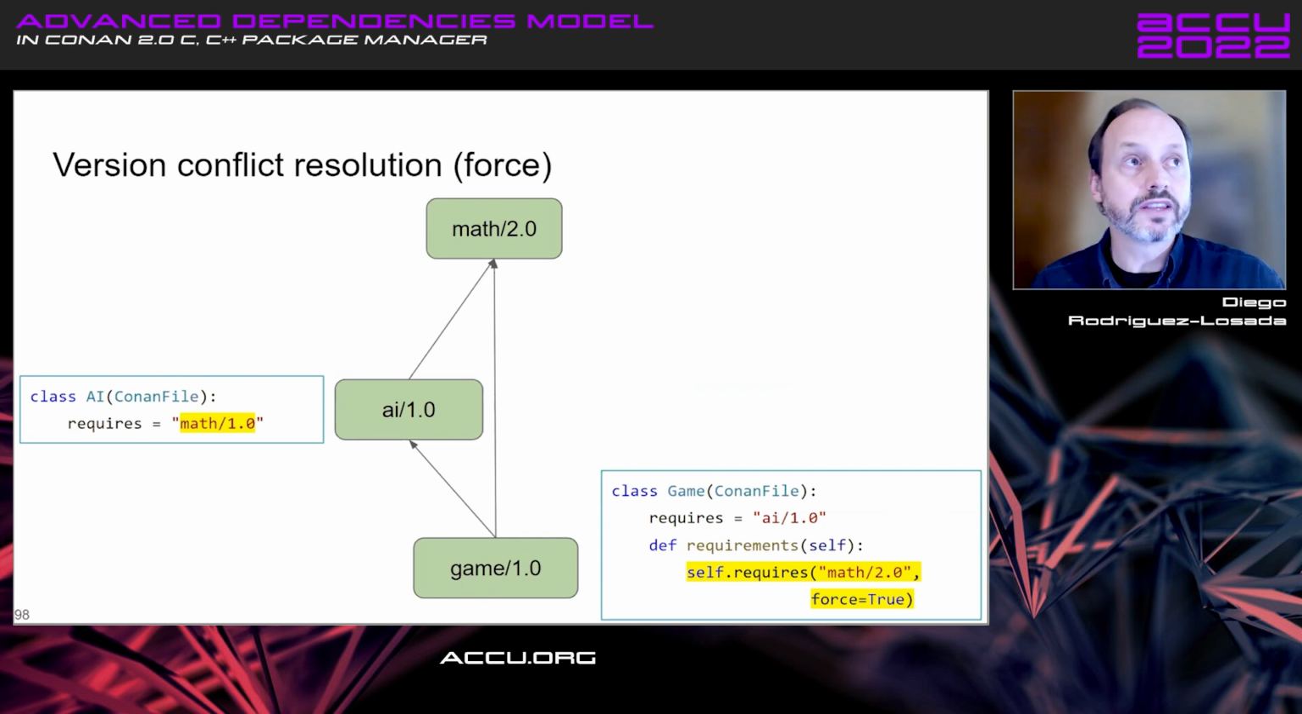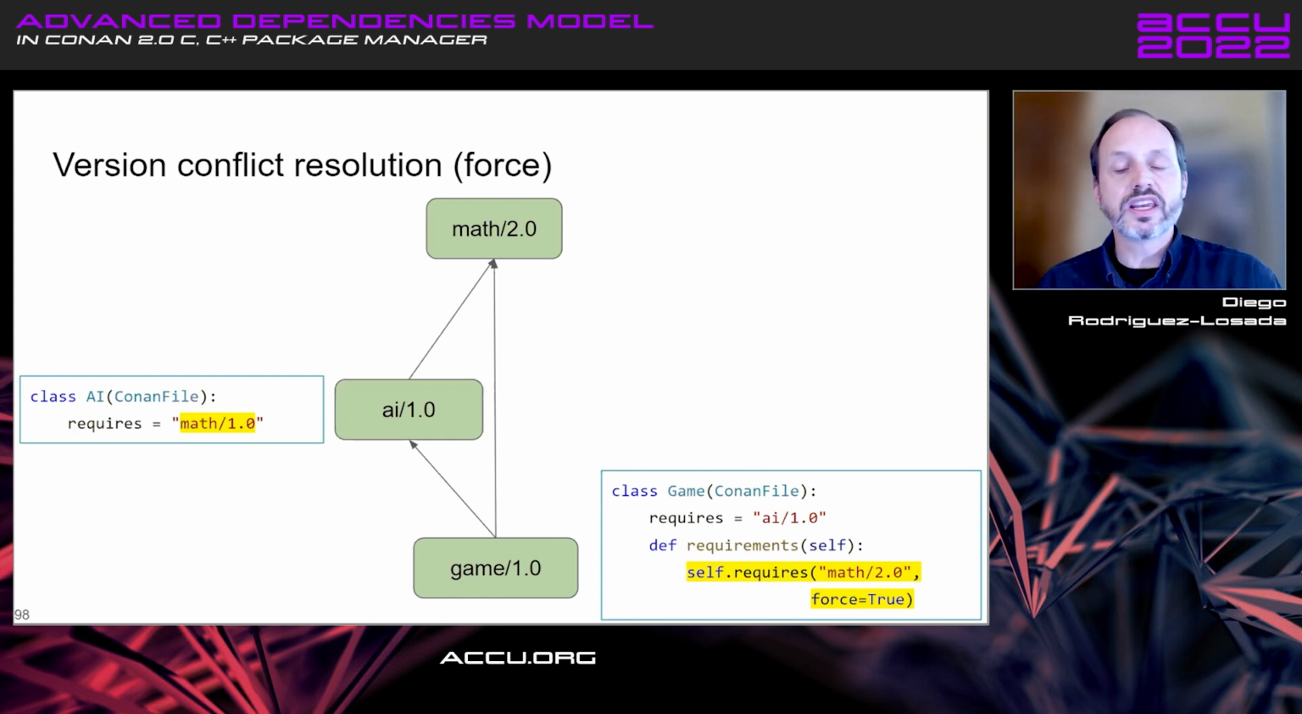And we have a different trait for when you have a direct dependency, when game for some reason directly depends on math. So this means game explicitly declares a direct dependency on math. But it still says, hey, I depend on math 2.0, and if some of my dependencies, in this case AI, is depending on math, I want them to be forced into 2.0 as well.